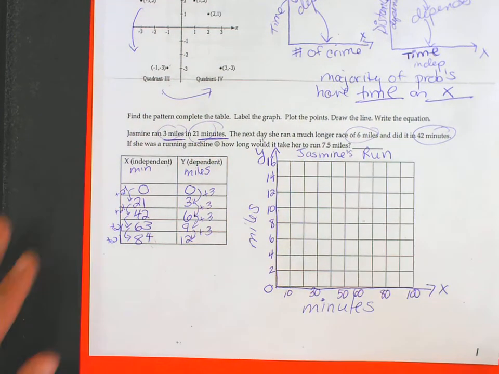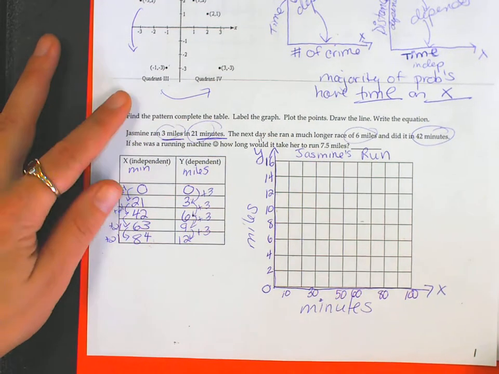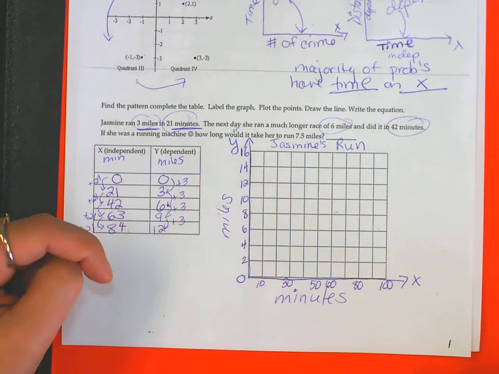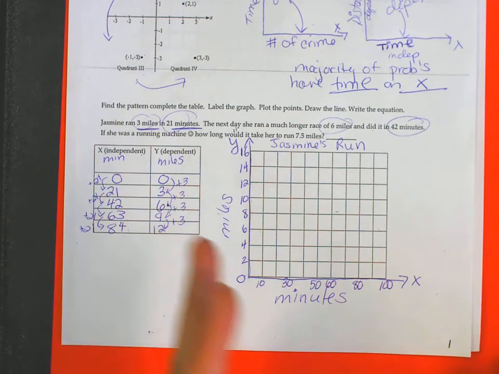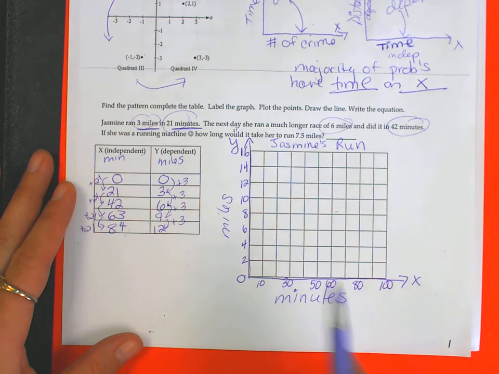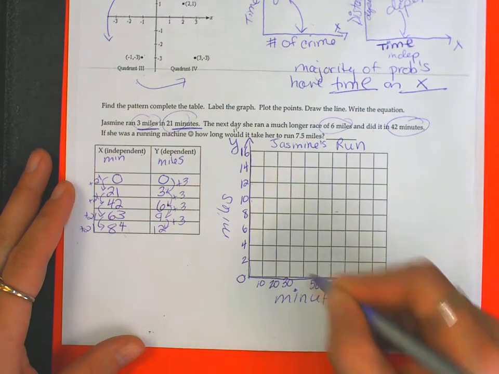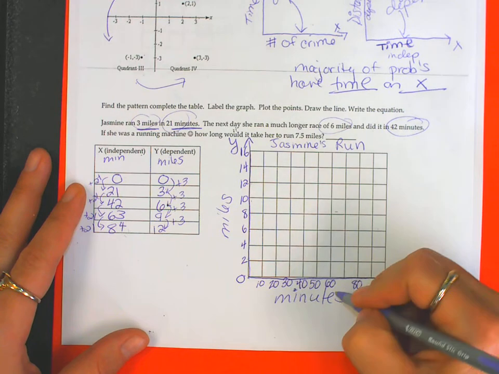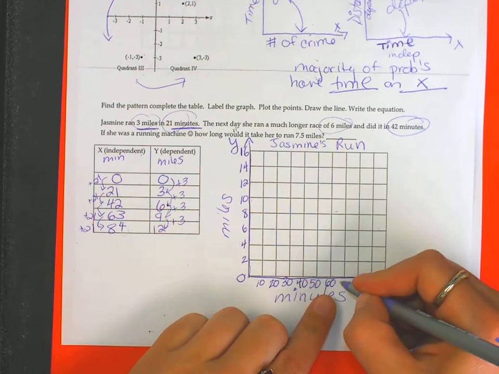Now that was really weird what I just did. See that? I didn't label every line. But I want to ask you, did I count by the same amount for each space? Is this space worth 10? Is this space worth another 10? It certainly is.